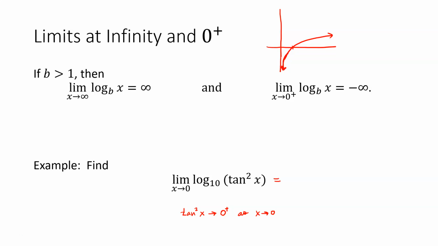So this would be the same as taking the limit as x approaches 0 from the right of log base 10 of x. So we can think of it as the limit as, say, t approaches 0 from the right of log base 10 of t, which will just be negative infinity.